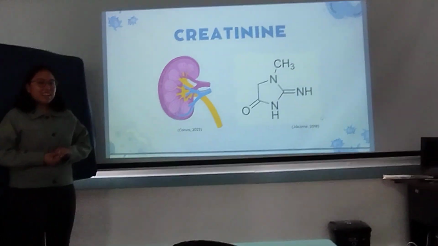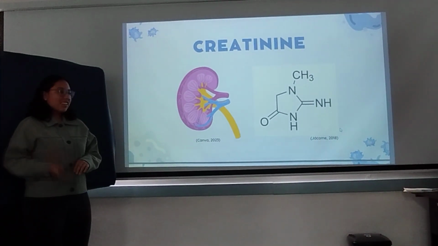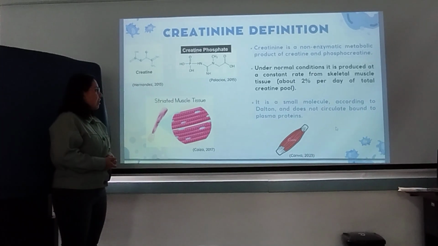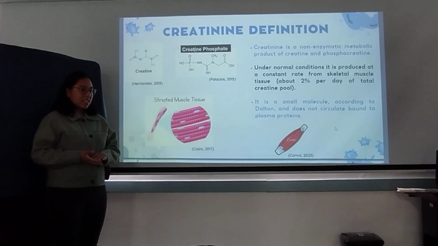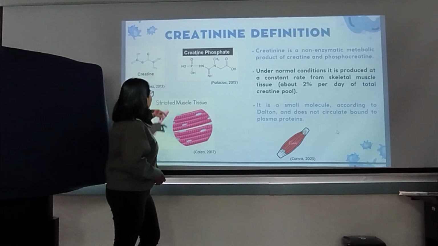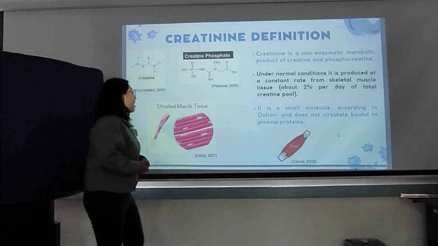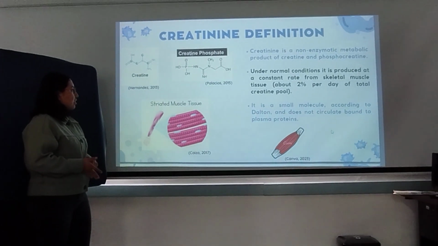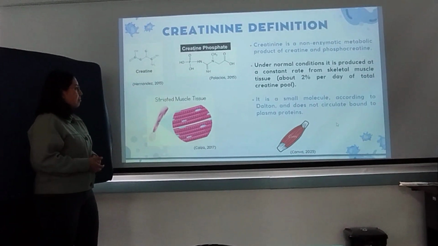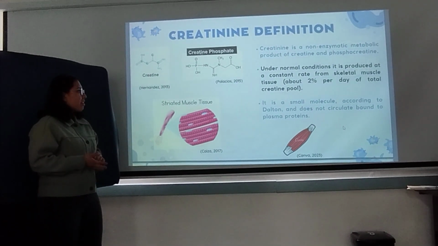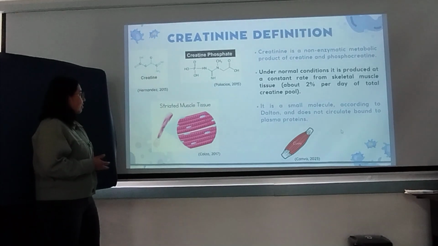I'm presenting the creatinine. Okay, the creatinine is a non-enzymatic metabolic product of the creatine and the creatine phosphate. And under normal conditions, it is produced at a constant rate from skeletal muscle tissue, about 2% per day of the total creatine pool.